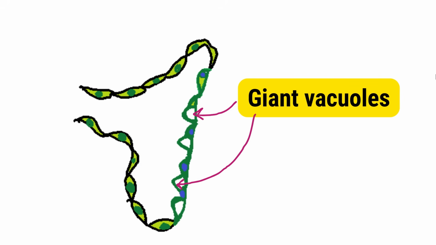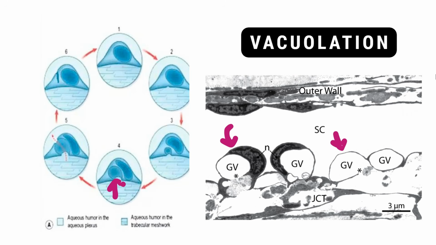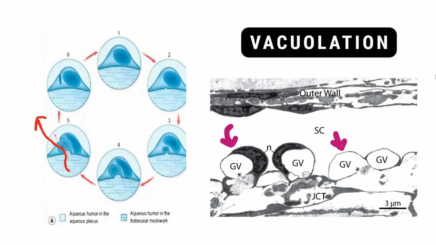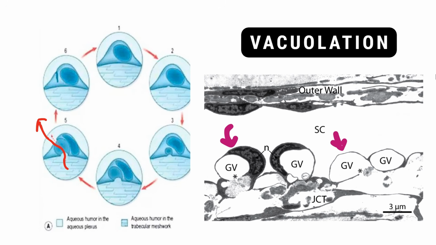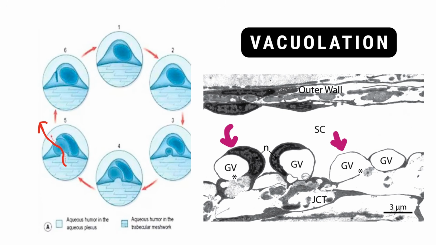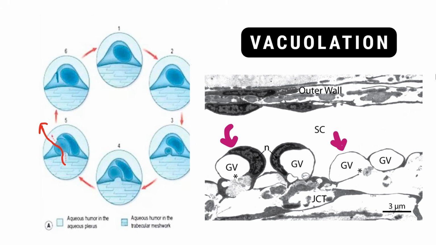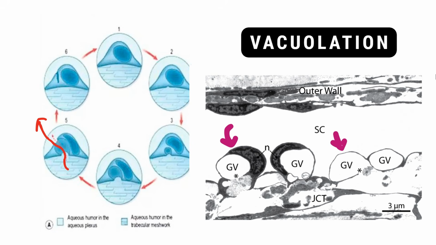The inner wall of Schlemm's canal actually has the ability to form giant vacuoles. You can see these are nothing but infoldings of the membrane of the endothelium of the Schlemm's canal, and these will pick up the aqueous humor from the juxtacanalicular network or trabecular meshwork, and then release it in the form of a vacuole to the inside of the Schlemm's canal. So this is known as the vacuolation theory.